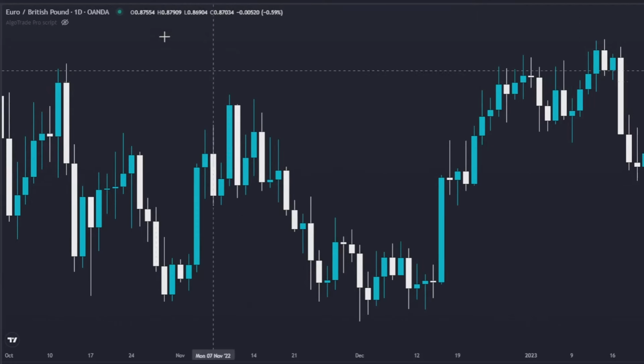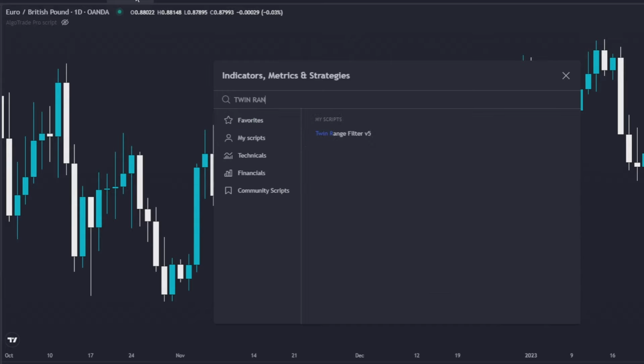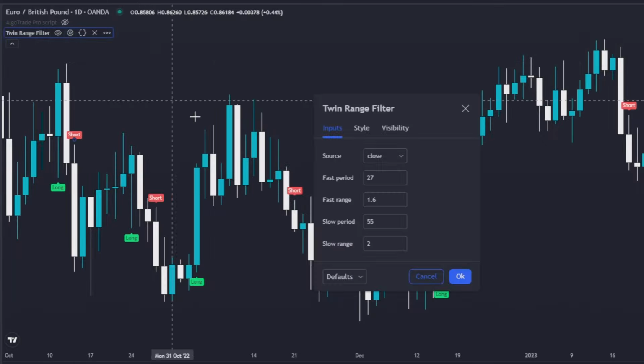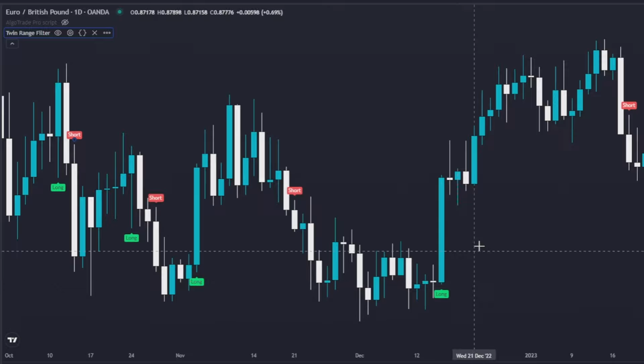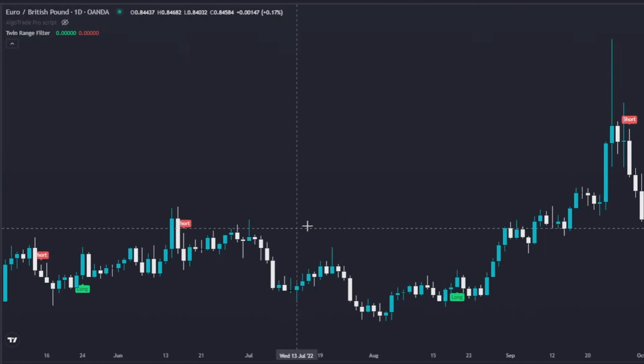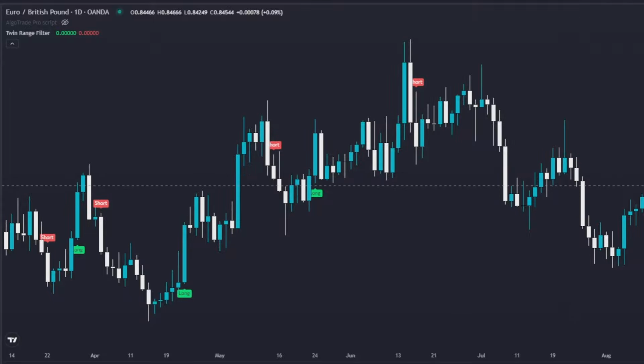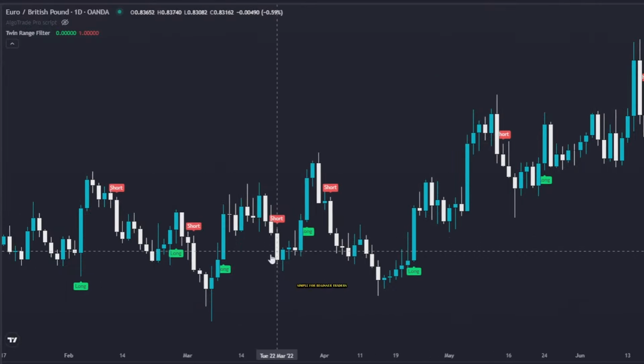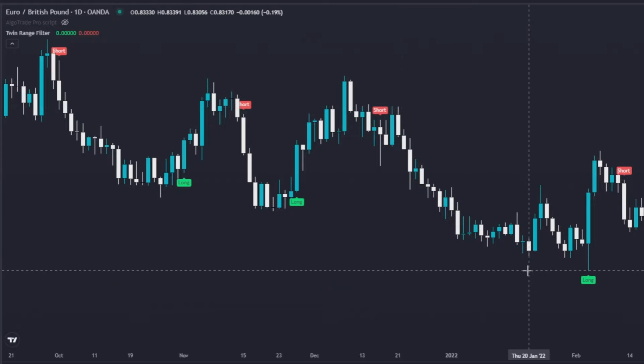Let's now add the indicator, which is called Twin Range Filter, this one here by Colin. The settings that I will use are the default ones, which are 27 for the fast period, 1.6 for the fast range, 55 for the slow period and 2 for the slow range. There is not much to say about how this indicator works, as you can see that it alerts you when you should buy and sell, so it is very simple for beginner traders.